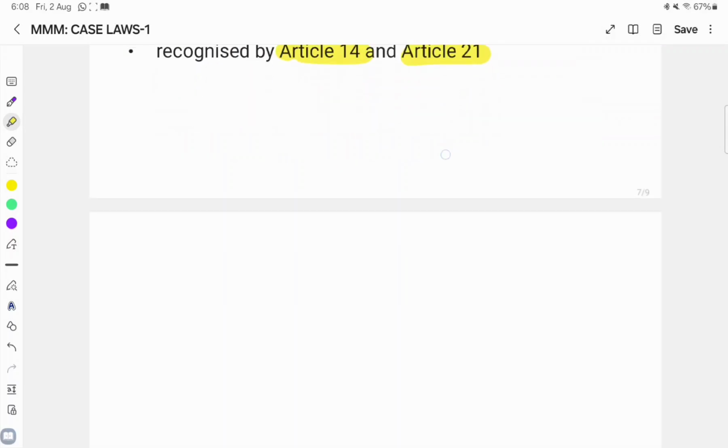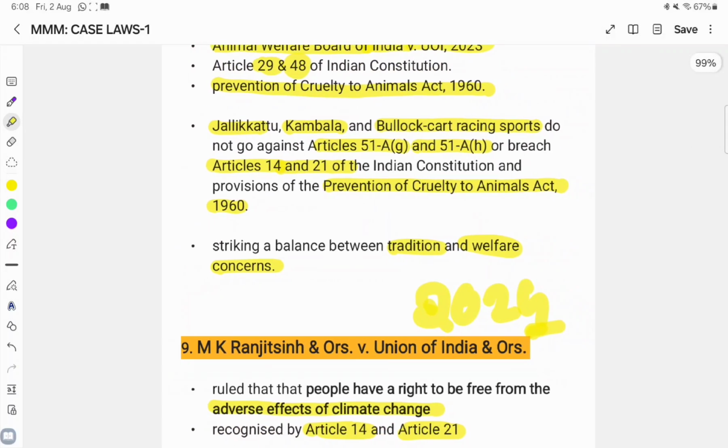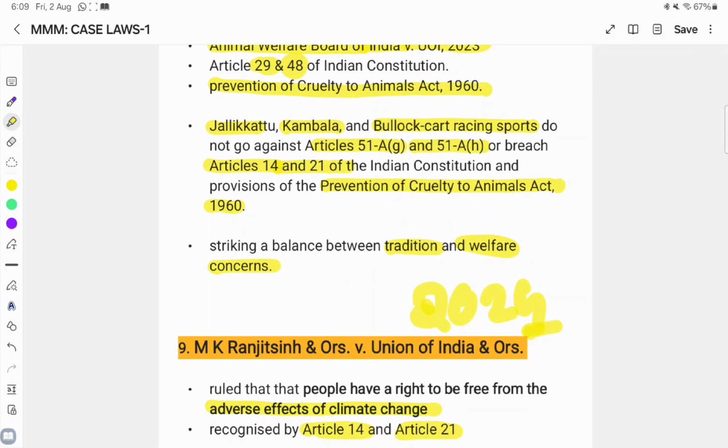So these were the different case laws which were in the news and are very important to substantiate your points, to do the value addition in your mains answer writing, as well as to fetch good marks in the mains examination. Thank you so much. We'll meet in the next value addition class and the answer writing class.